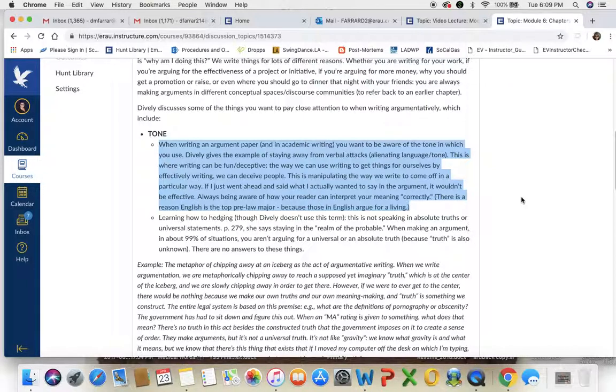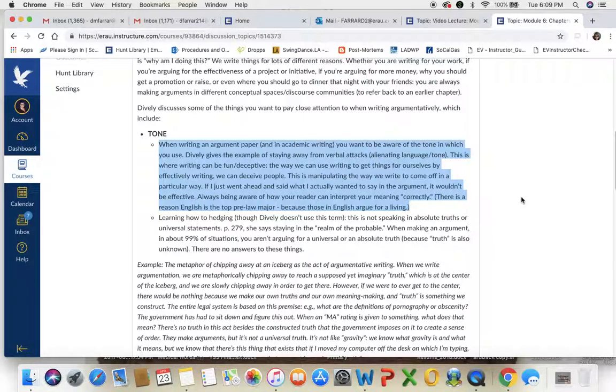You don't ever want to alienate your reader, and that's because even if you're writing to somebody that you have a problem with, or toward an organization or a movement that you have a problem with, you never want to alienate them. But this is where I always say writing can be fun and potentially deceptive: the way we can use writing to get things for ourselves is by effectively writing, you can be deceptive.